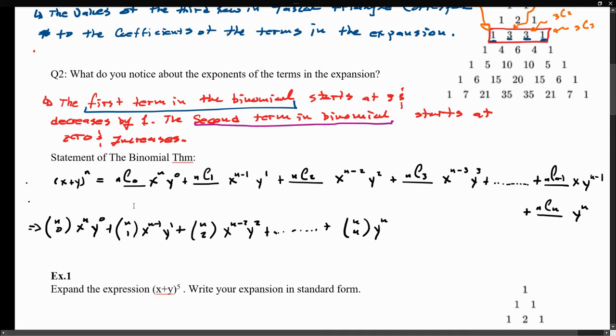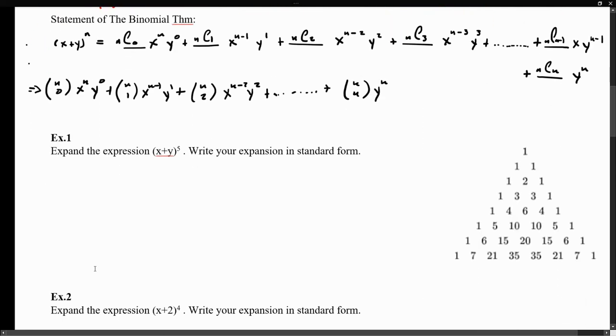So everything that we have done so far is just theoretical, or at least just an introduction to it. But let's actually apply it so you can see the benefit of knowing the binomial theorem. So let's take a look at the first expression. Let's try to expand x plus y to the fifth.